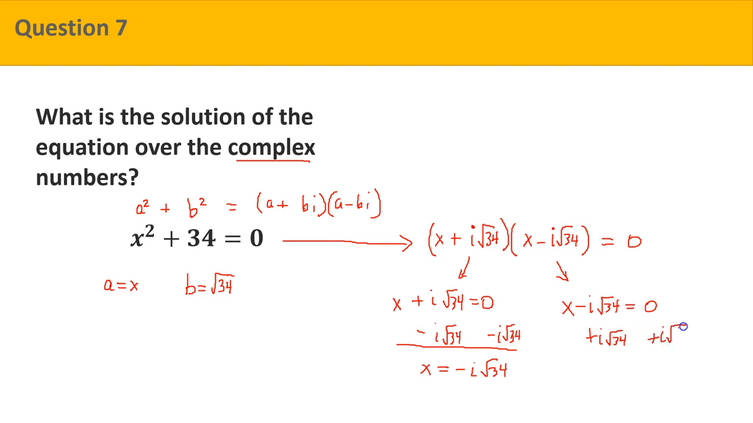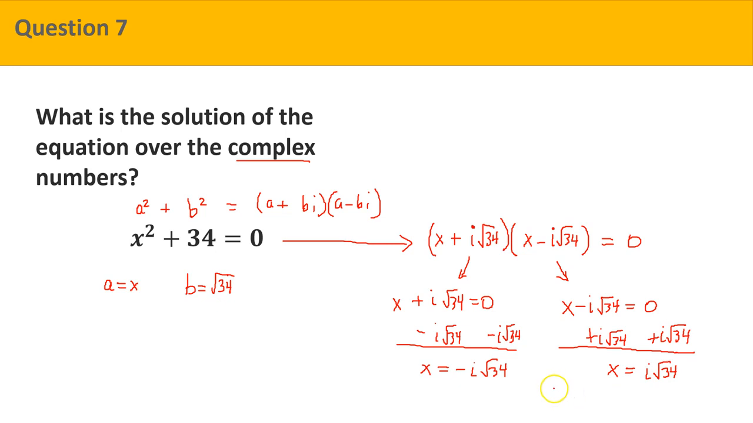Okay, now the terms look a little strange. It doesn't matter what they look like. The process is still the same, whether this be a number or this strange combination of terms, i square root of 34. We still have to add that same term to both sides. So we end up with x equals positive i square root of 34.